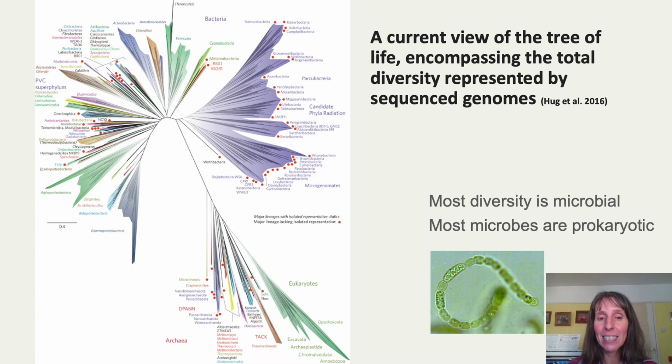And I love this slide. This is a picture, a diagram of the sequenced genomes from a range of organisms that we know exist. And this was published in Nature in 2016. And the real message from this slide is that most life is prokaryotic. So most life is small microbes, bacteria.